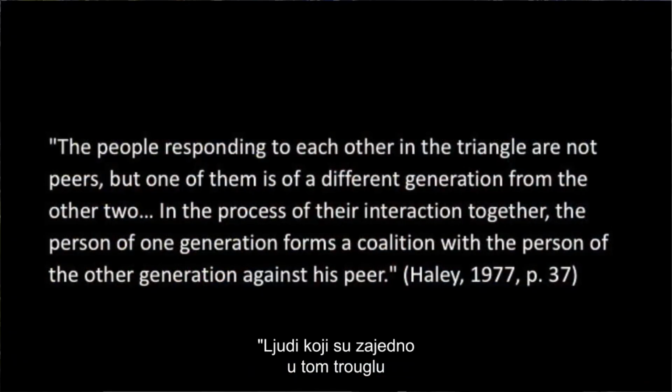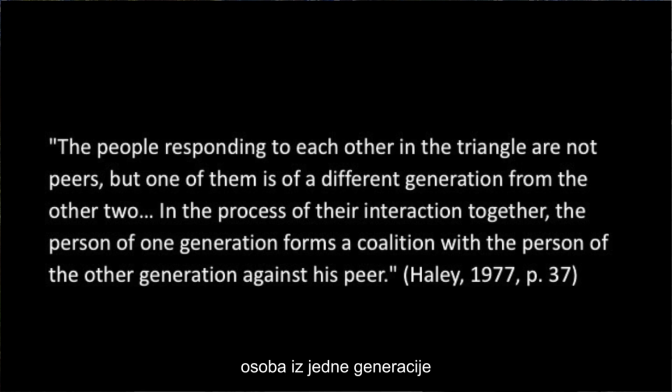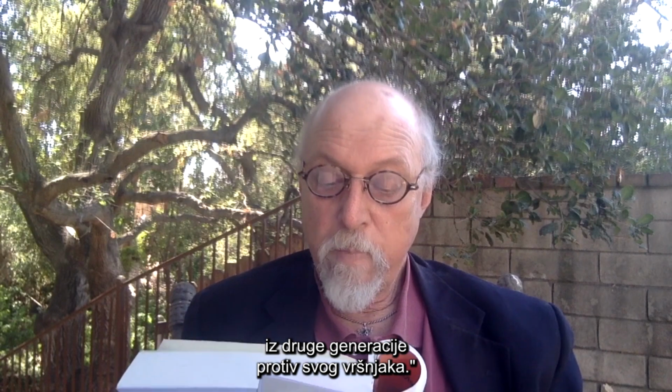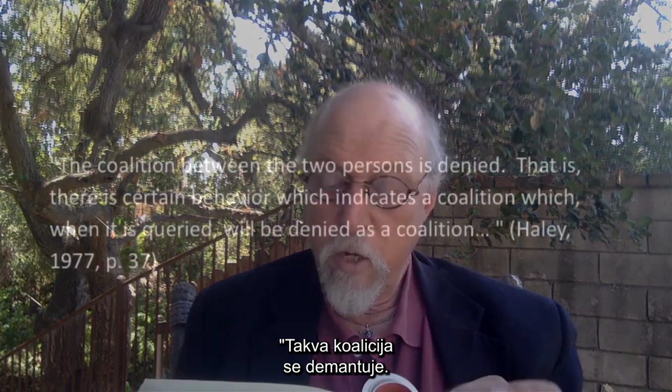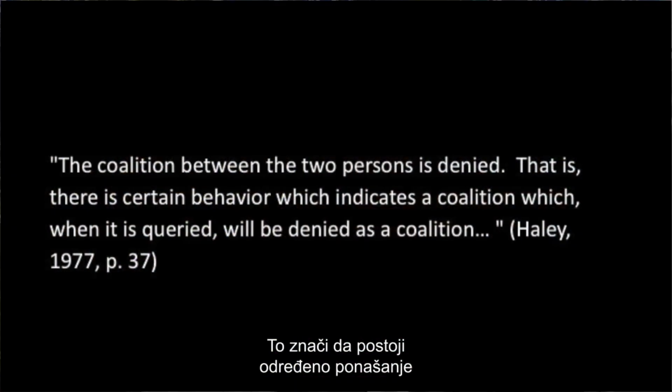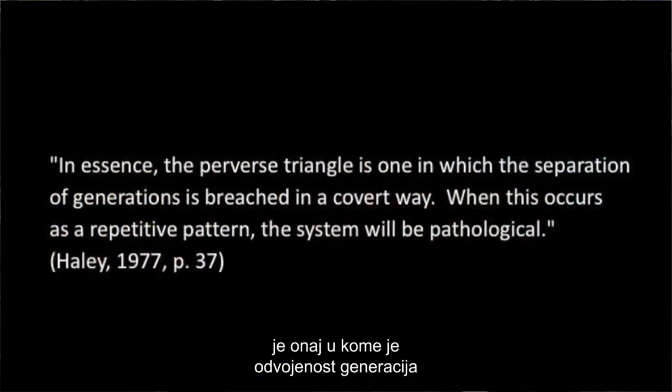The people responding to each other in the triangle are not peers, but one of them is of a different generation from the other two. In the process of their interaction together, the person of one generation forms a coalition with the person of the other generation against his peer. By coalition is meant a process of joint action which is against the third person. The coalition between the two persons is denied. That is, there is a certain behavior which indicates a coalition, which, when it is queried, will be denied as a coalition. In essence, the perverse triangle is one in which the separation between generations is breached in a covert way. When this occurs as a repetitive pattern, the system will be pathological.